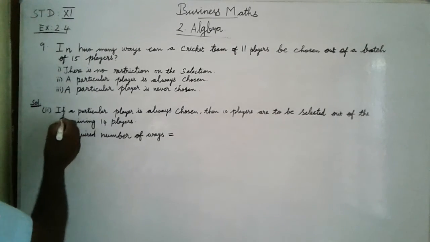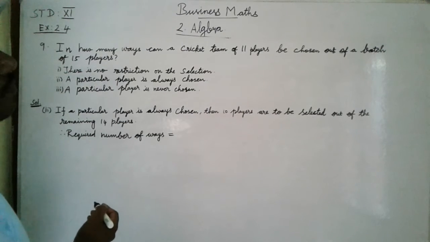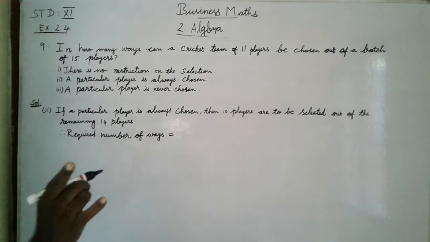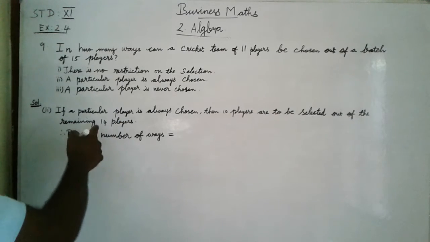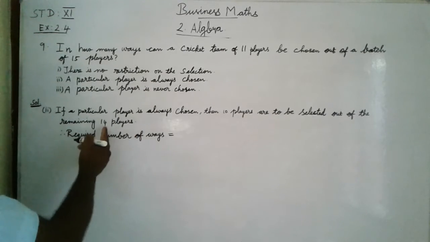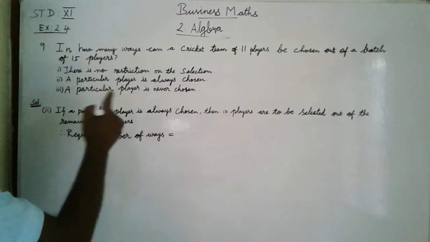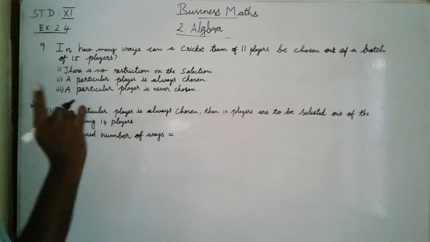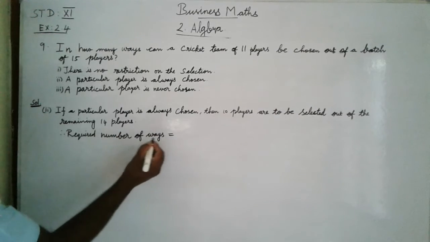The second one: if a particular player is always chosen, then 10 players are to be selected out of the remaining 14 players. One player is always chosen, so we should choose the remaining 10 players out of 14 players. So 15 minus 1 is 14, 11 minus 1 is 10. A particular player is always chosen. So then what is the required number of ways?